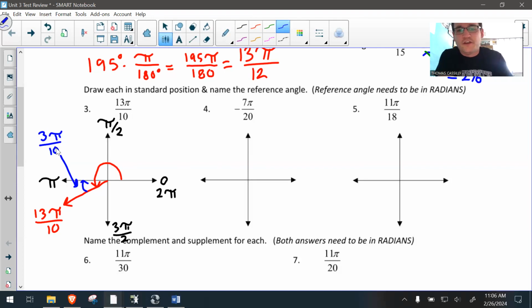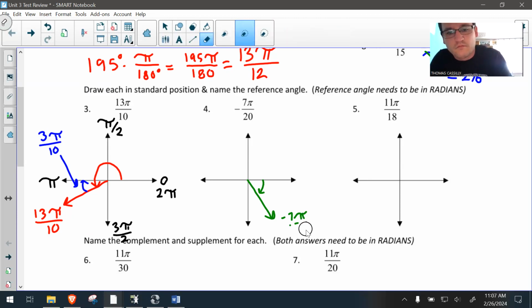All right, now the next one, -7 pi over 20. It's a negative, so it has to go clockwise. Now, if you think half of a rotation would be 10 pi over 20. So this one doesn't quite get to halfway. So that is going to end up in quadrant 4 here. This is -7 pi over 20.